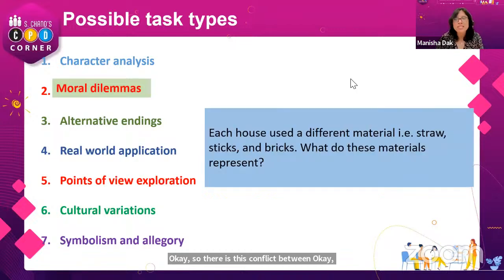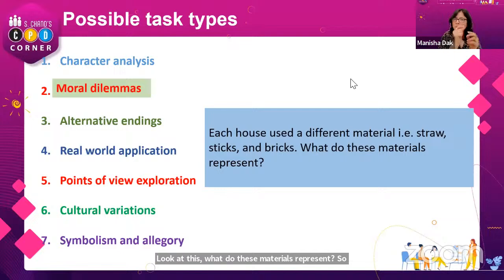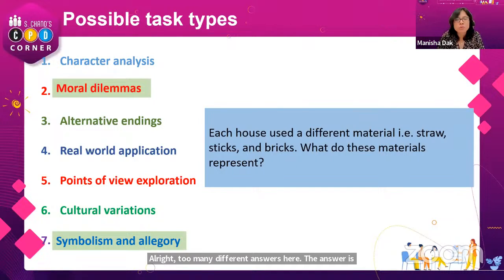Look at the next one now and tell me, where would you put that? Okay, so the houses use different materials. Read carefully. We are getting different answers here. 4, 6, 7. Real world, that's again different. Look at this. What do these materials represent? So stone is a stone, but I'm asking learners, what do you think stone represents? All right, too many different answers here. The answer is symbolism and allegory. That's what it is.